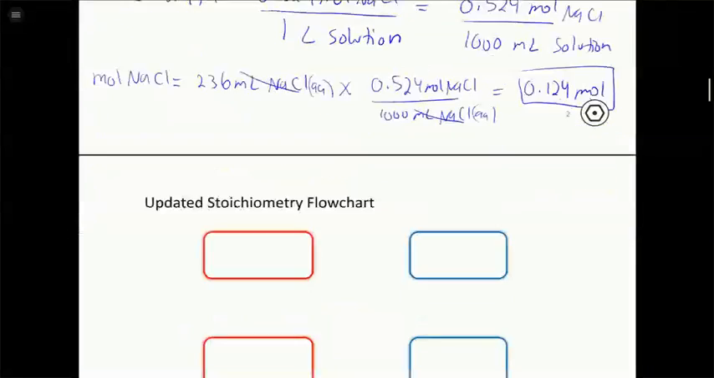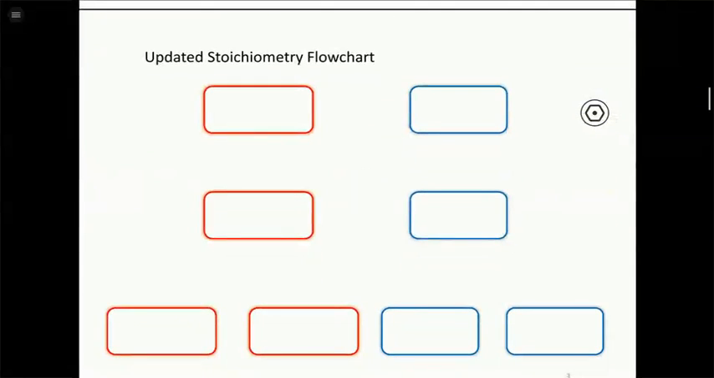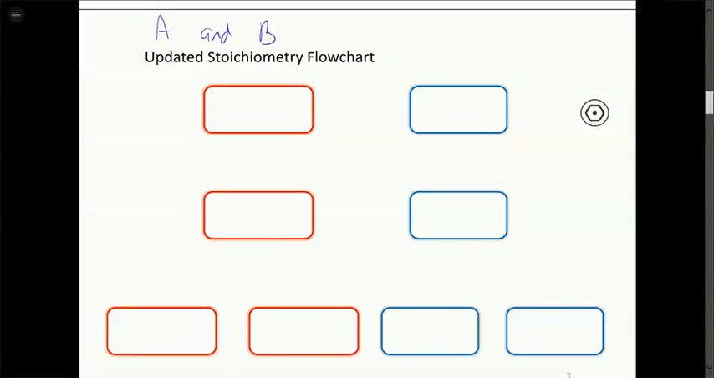So we built this a little bit earlier for those mass-to-mass conversions. So let's say we have two species A and B, which are in a chemical reaction. These can be both reactants or one reactant, one product, whatever the case is.